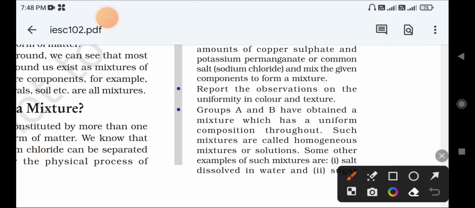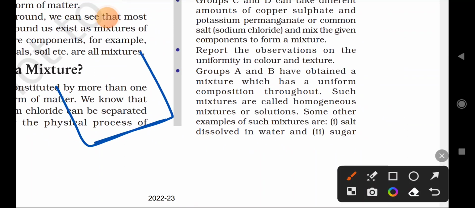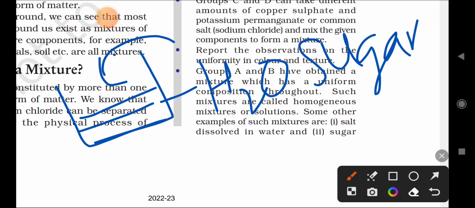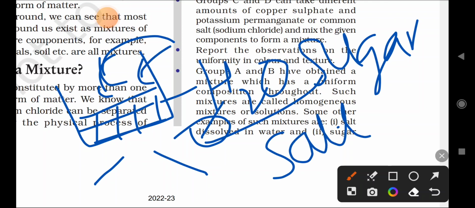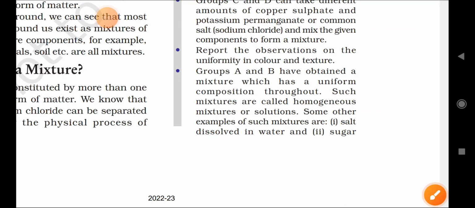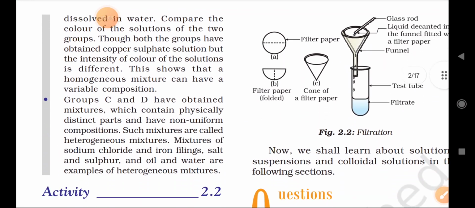Remember that. For example, you can write salt dissolved in water. Take a beaker and add water to it. When we add sugar, after 2-3 minutes the sugar is completely dissolved. We cannot distinguish or separate the water molecules and sugar particles. They are completely mixed with each other. Again we add salt to the same water, and it also completely dissolves. We cannot distinguish which is the sugar, which is the salt, or which is the water. This type of solution is called a homogeneous mixture. They are not easily distinguishable with our naked eyes.